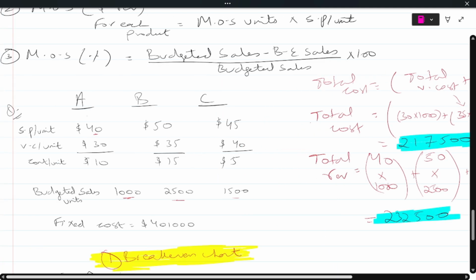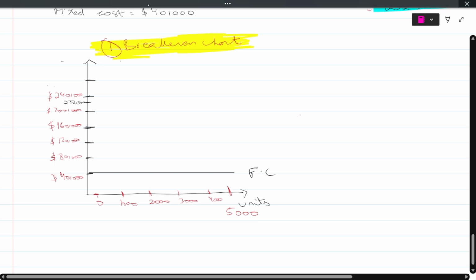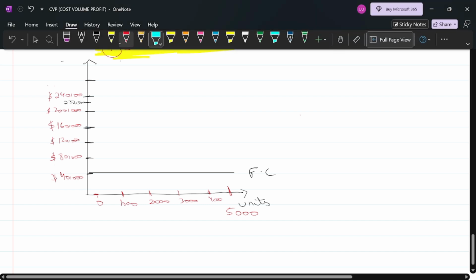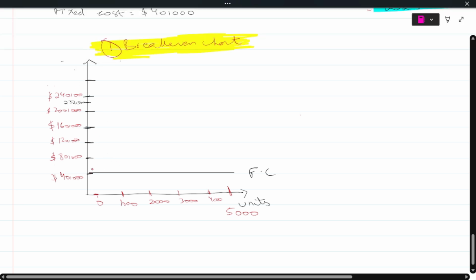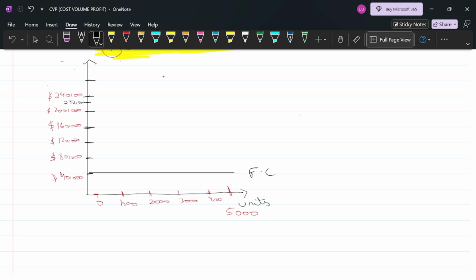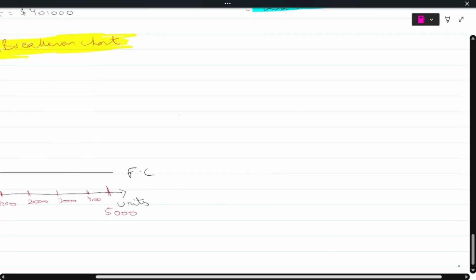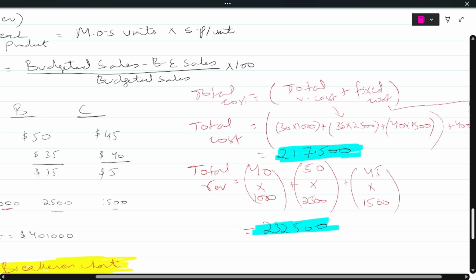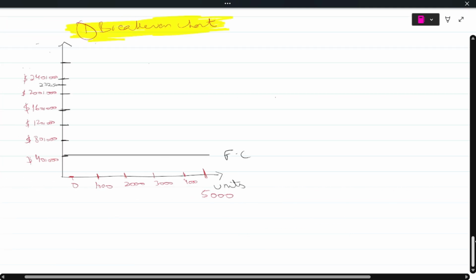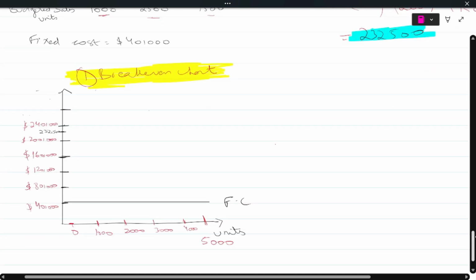And now we're going to come to our graph. And as you know, the total cost line always starts from the fixed cost line. Remember, I told you this in the last class, that our total cost line always starts from above the fixed cost line, right? And where would it end? Obviously, it is going to end at the amount that we just calculated, which is 217,500, right? So at a budgeted sales of 5,000 units, our cost is how much? 217,500, right?